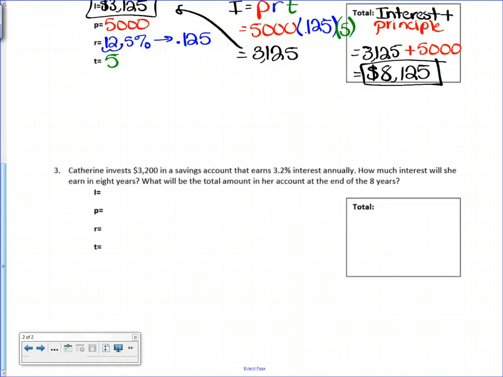Okay, go ahead, try number 3 on your own, and then you're going to put this on page 12 of your ISN. Have this ready to go, and be ready to go over at the beginning of class tomorrow.